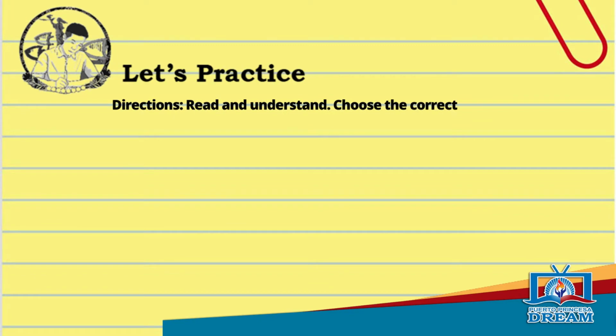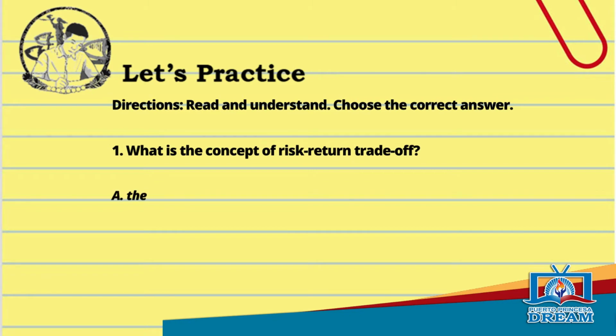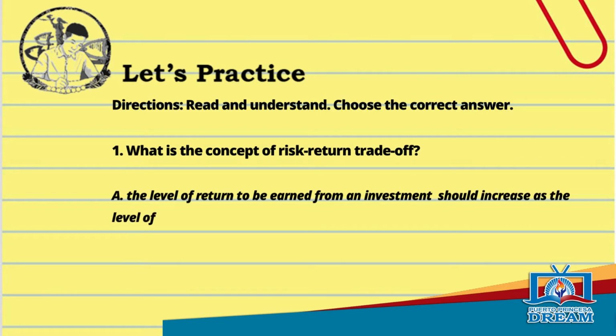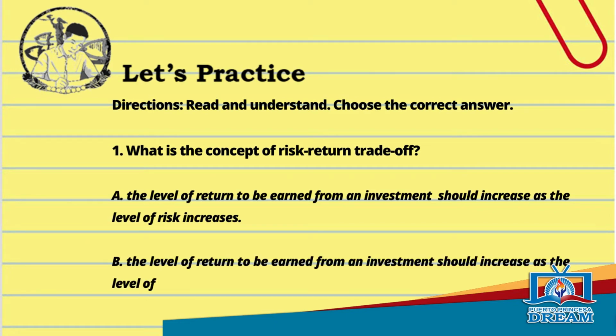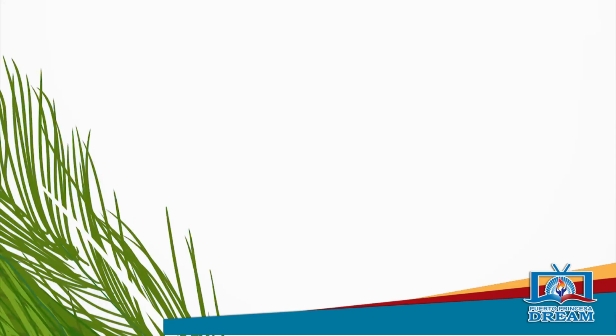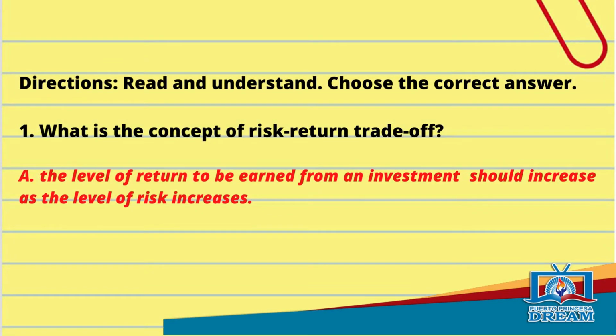For our first activity, directions: read and understand, choose the correct answer. What is the concept of risk-return trade-off? Is it letter A? The level of return to be earned from an investment should increase as the level of risk increases? Or letter B? The level of return to be earned from an investment should increase as the level of risk decreases? The correct answer is letter A. The level of return to be earned from an investment should increase as the level of risk increases.